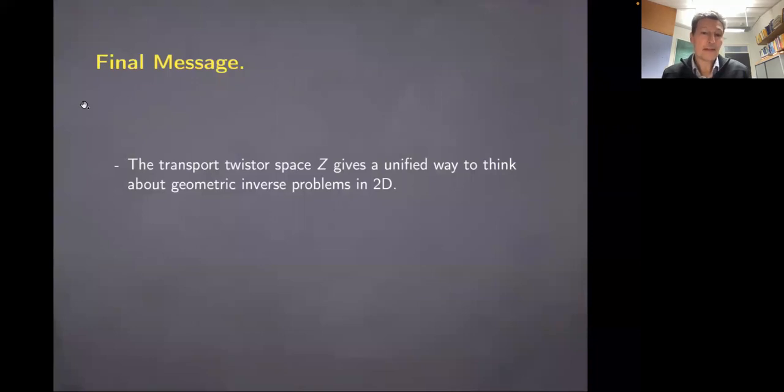So yeah, this has been very satisfying. So the final message: this transport twistor space gives you a unified way to think about geometric inverse problems in 2D. In my own personal case, whenever I face a geometric inverse problem in 2D now, I always carry my pocket transport twistor, and I try to look at the problem from the transport twistor point of view. That's kind of unavoidable now.